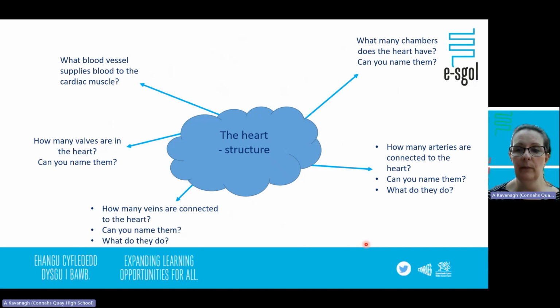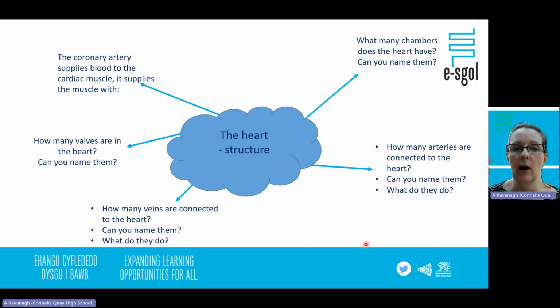So let's just pause for a moment and have a look at some questions just to summarise what we know so far. At any point where you want to pause the film and have a go at the questions and then restart the film again. So first of all, what blood vessel supplies blood to the cardiac muscle? And that's the coronary artery. And the substances that it supplies us with, that's oxygen and glucose.